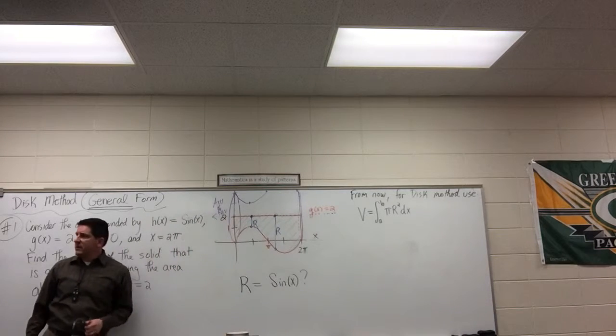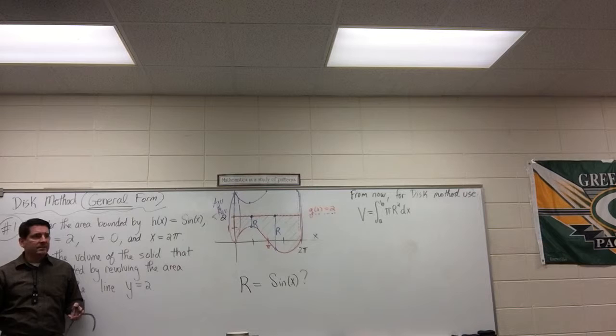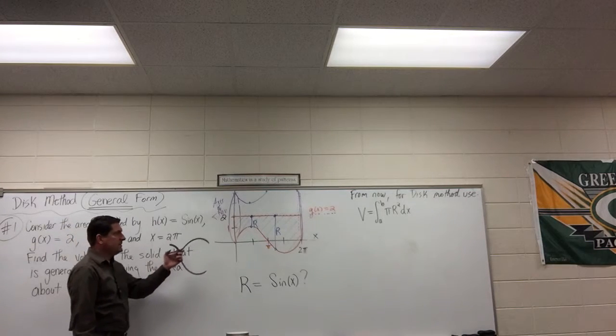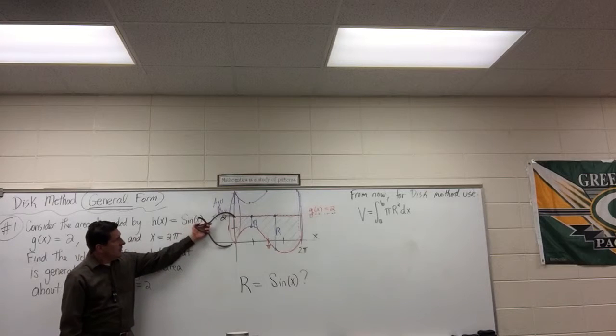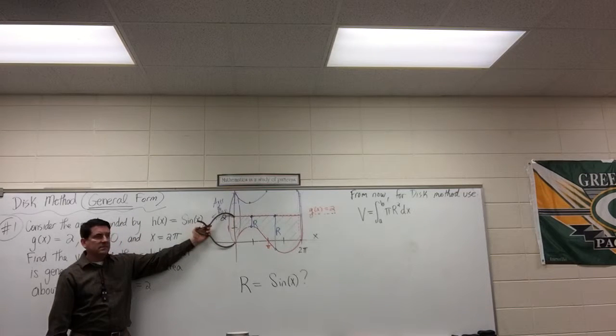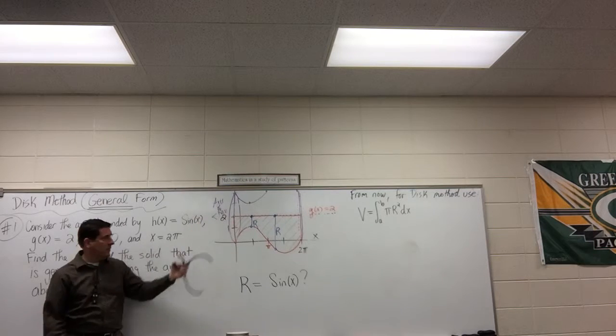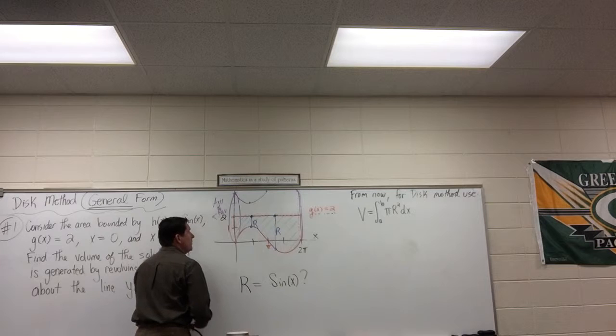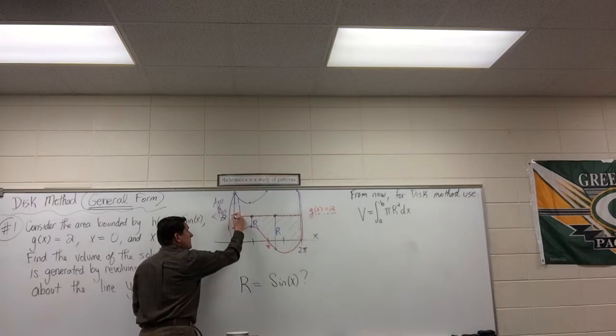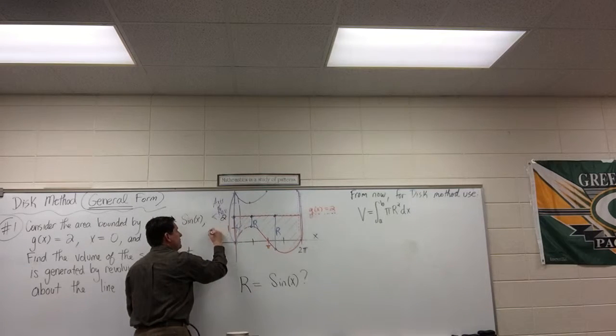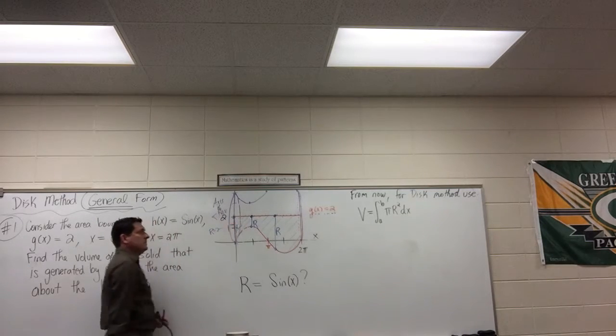Where's the first slice? Put this in the egg slicer. Where's the first slice? It's at 0, right? Isn't this where the radius is? How long is that radius? It's 2, right? The radius right here is equal to 2 to begin with.